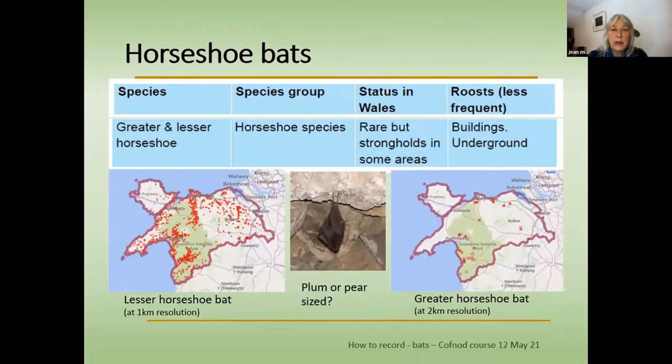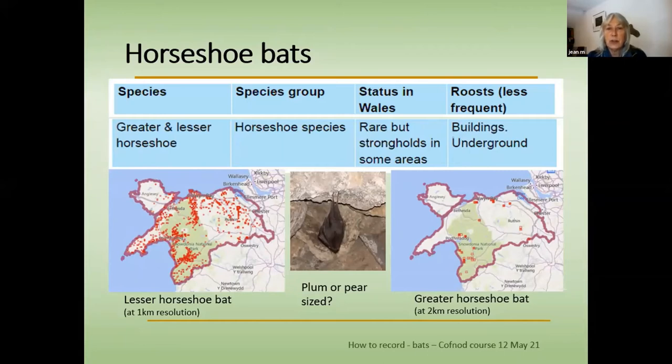And then the horseshoe bats, I mean, these are very distinctive. The photograph in the middle is a lesser horseshoe bat, and the greater horseshoe bat is very similar but bigger. And if you see them in a shed or underground, if they're a bit distant, it isn't obvious what size they are unless you get two together, which is quite unusual. But lesser horseshoes are not uncommon.